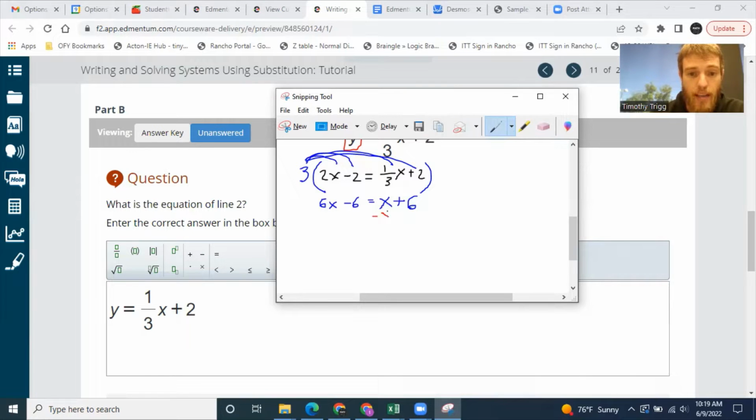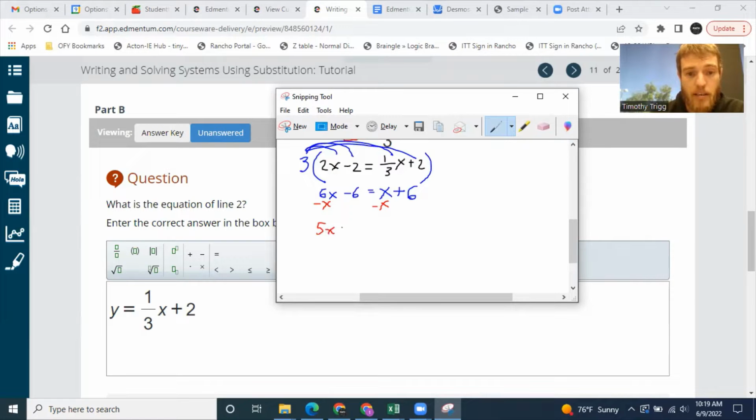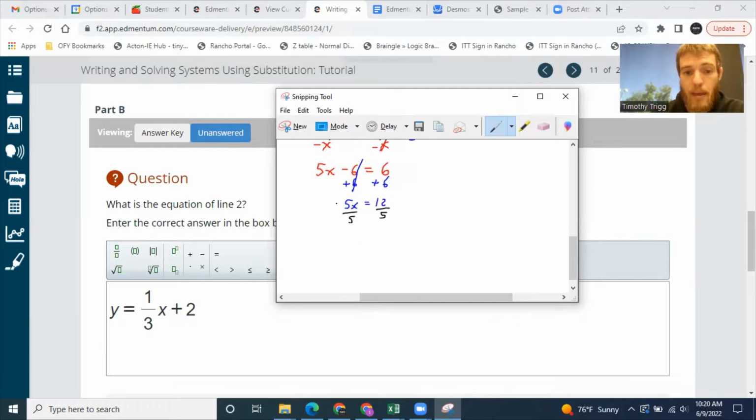What I can do now is subtract x on both sides of the equation, giving me that 5x minus 6 equals, and then on the right side, we just have a 6. Add 6 to both sides of the equation to cancel this 6 here, giving us that 5x is 12. Lastly, to get x by itself, we're going to divide by 5. I hope you're following along and writing down everything I write. This will make it a lot clearer what's happening. So x in this case is 12/5.